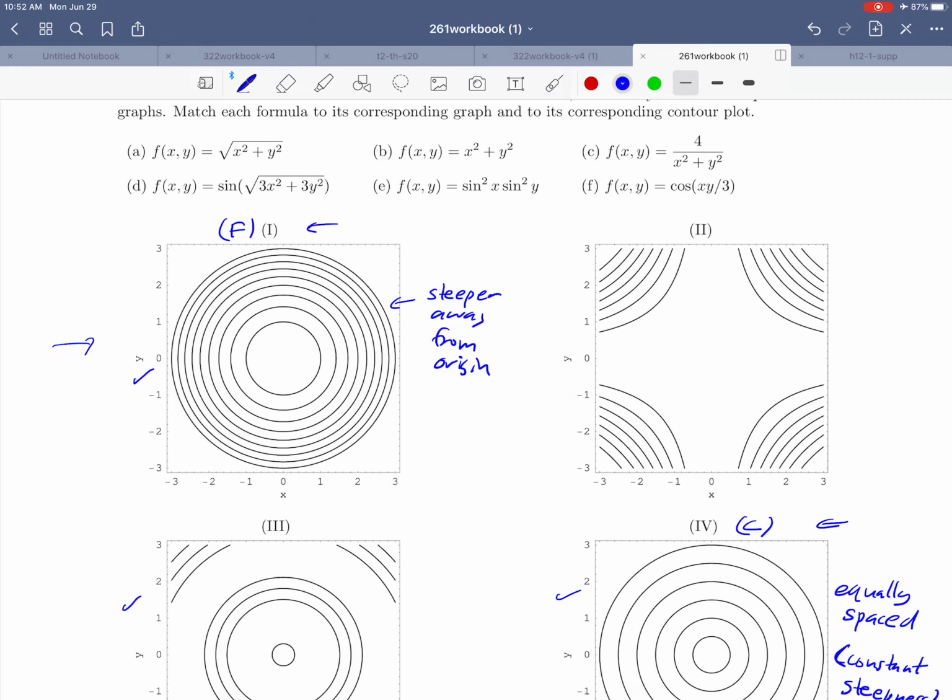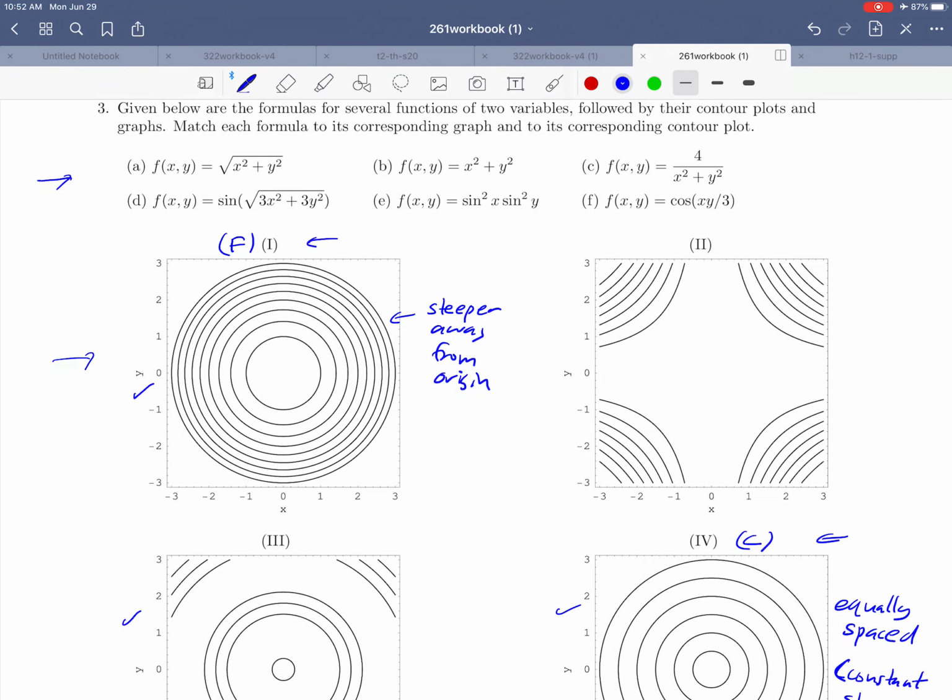All right, so you kind of get the idea of maybe just a few things that you might try when you're trying to match contour plots to graphs. Okay, and I'll let you see if you can take it from there with this part. All right, and now let's talk a little bit about the other part of the match. Okay, so what could we do to match formulas to graphs?